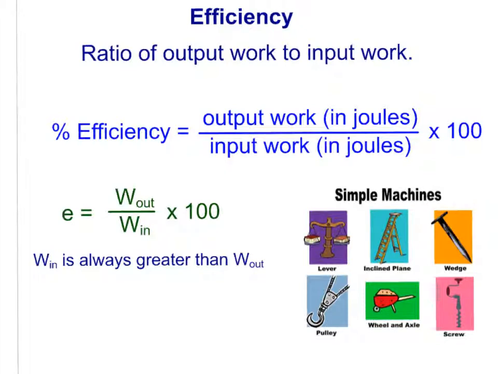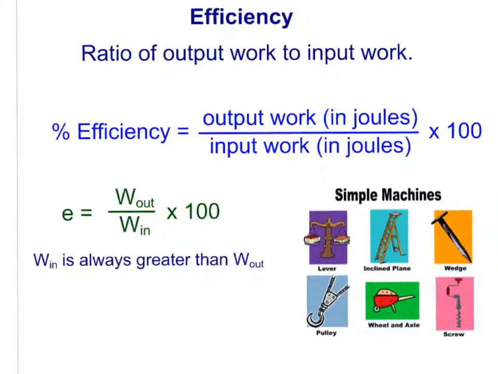Now let's talk about efficiency. When we talk about machines, we'd like to talk about efficiency, and that's the ratio of output work to input work. It is very important to note that you can never get more work out of a machine than you put into it. It's impossible. Remember that a machine increases force or increases speed. It cannot increase both at the same time.